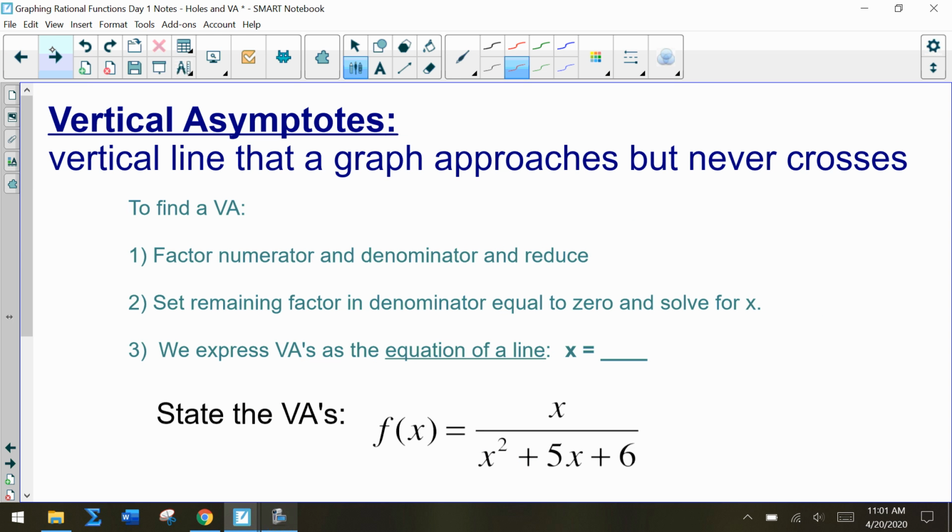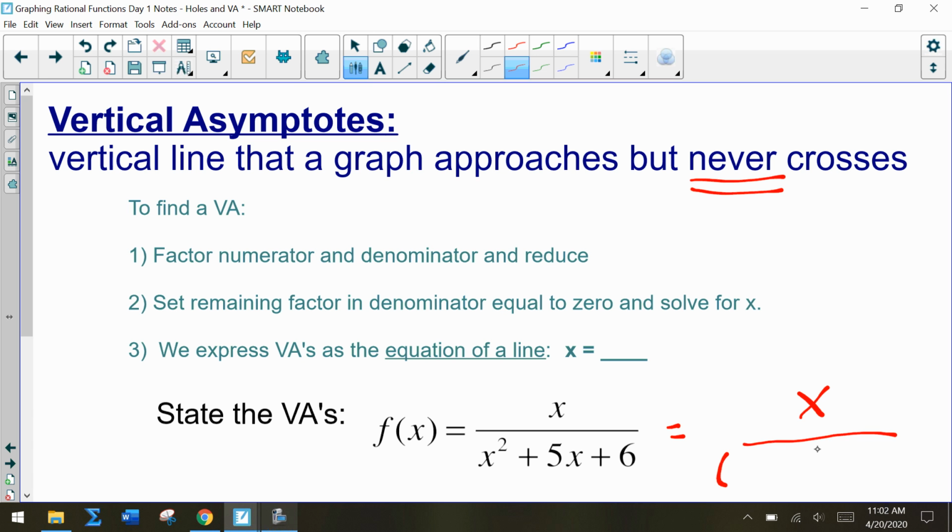Okay, so vertical asymptotes. A vertical asymptote is a vertical line that a graph approaches but never crosses. So this is key. The vertical asymptote is a line in which the graph will never cross. So now to find a vertical asymptote, we're going to factor the numerator and denominator.